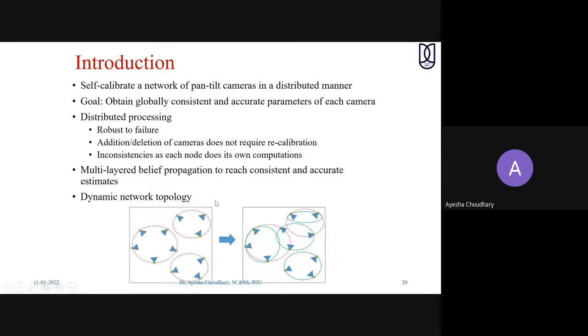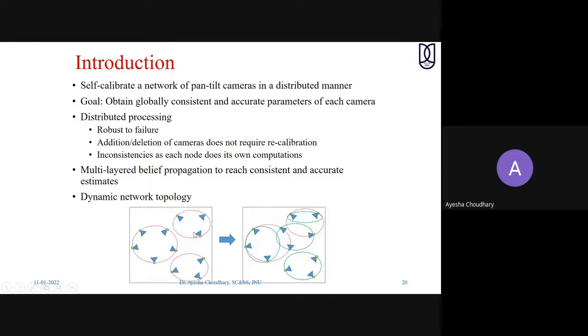Why do we want distributed processing? Because it should be robust to failure. I should be able to delete a camera, or I should be able to add more cameras to this network as per my requirement, so that I can increase the camera network or decrease the camera network. And then I need to ensure that there are no inconsistencies in the processing.